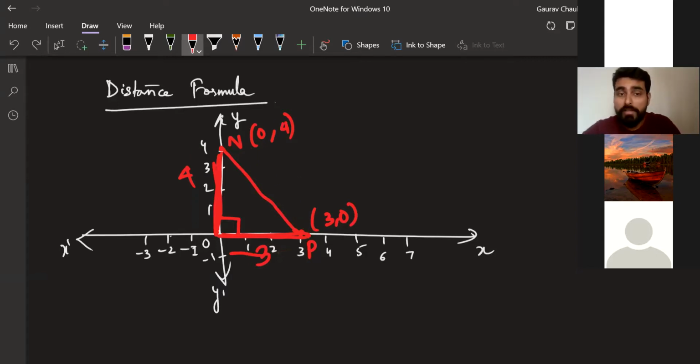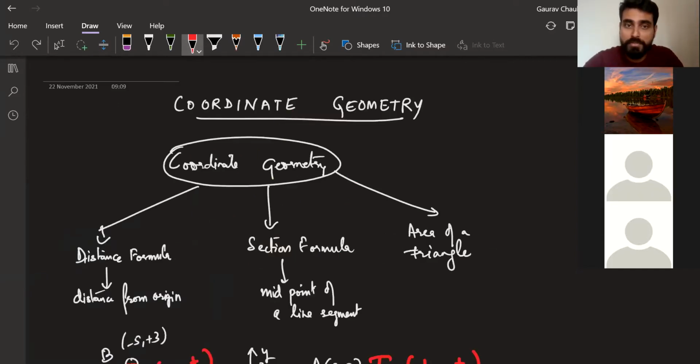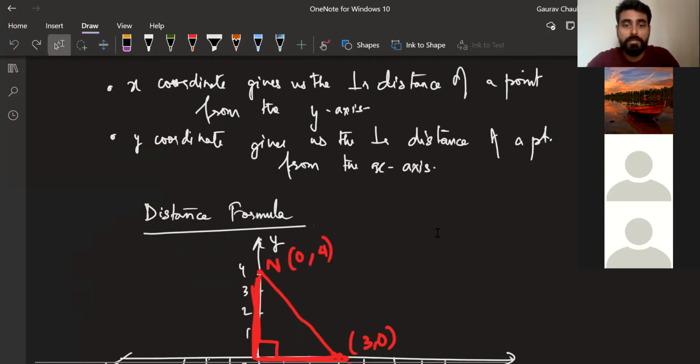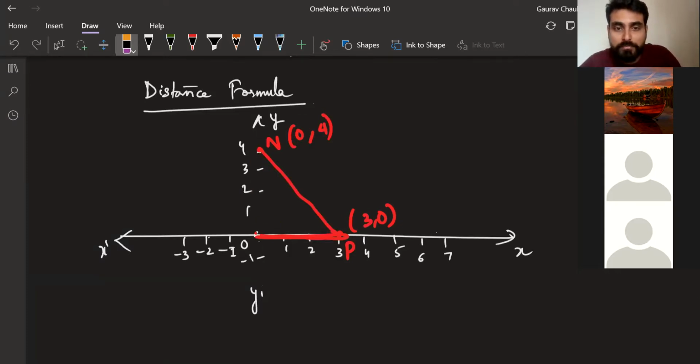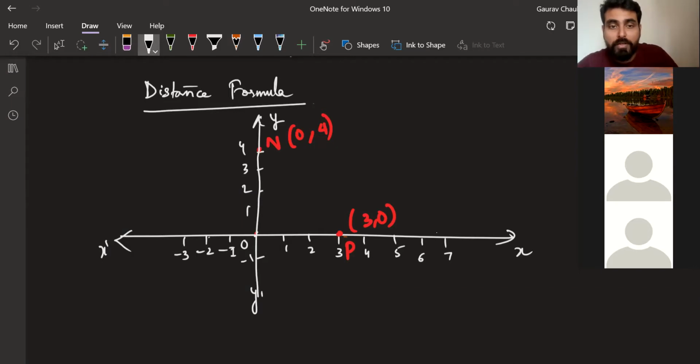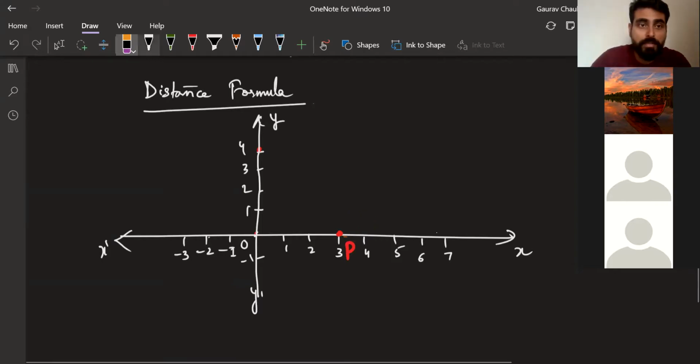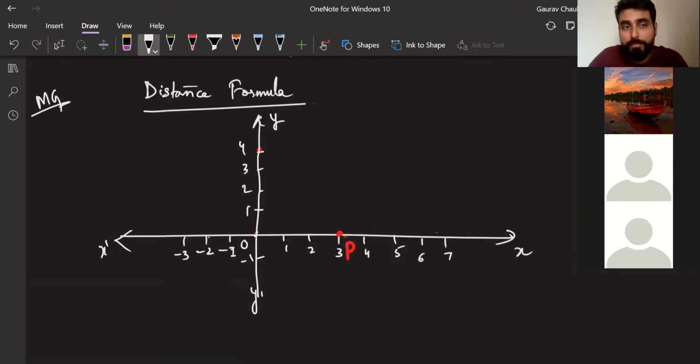Perfect. Very well answered, MG. And I'm sure Riza also had the same answer here. Nishchay also kind of figured it out in chat. So you're right, MG. Now we can use the Pythagoras theorem to find this distance. And MG, I'll give you 10 points here.